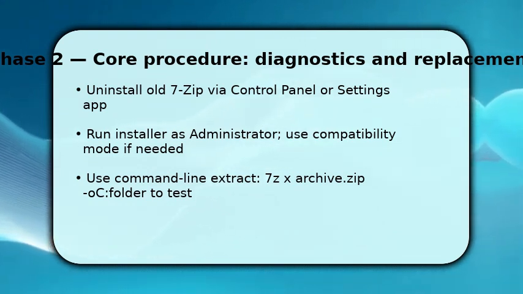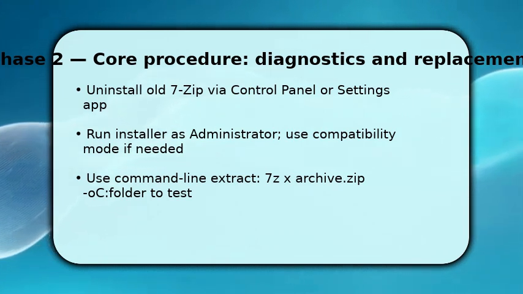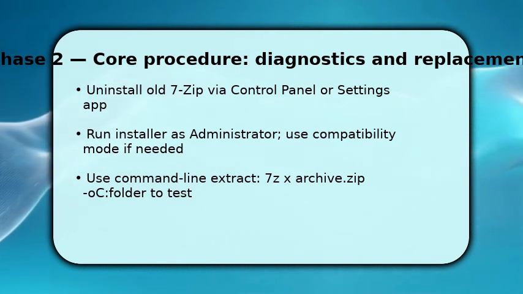Once installed, test extracting with the command line, 7z x archive.zip -oc:\folder. This bypasses GUI quirks and shows precise errors. If extraction stalls, try the repair switch or extract single files. These narrow down corrupted archive sections or permission problems.